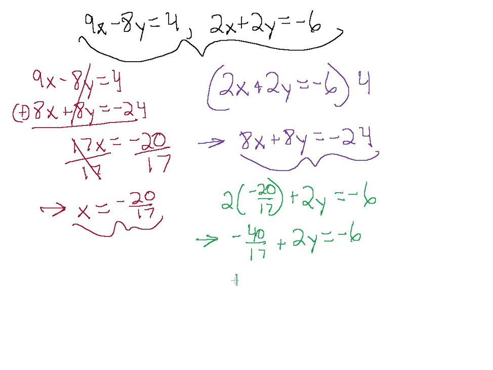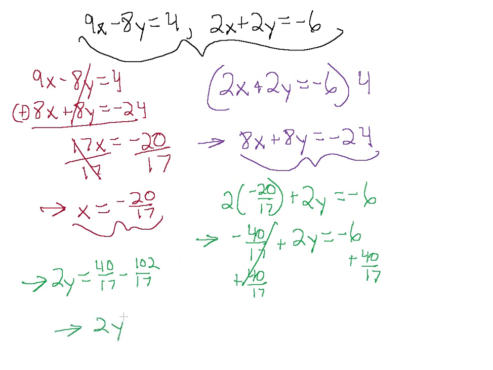We can move everything to the right except for our variable, so we can add 40 over 17 to both sides. These two terms will cancel, giving us 2y on the left-hand side. So we have 40 over 17 minus 6, and let's convert 6 into a fraction with a denominator of 17, which would give us 102. So 2y equals 40 minus 102, which is -62 over 17.